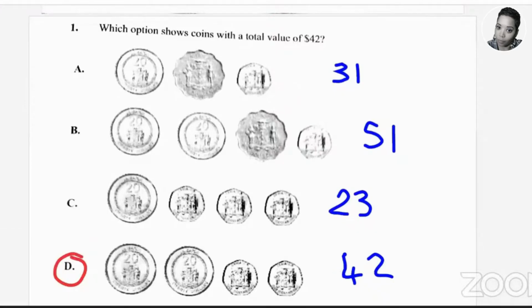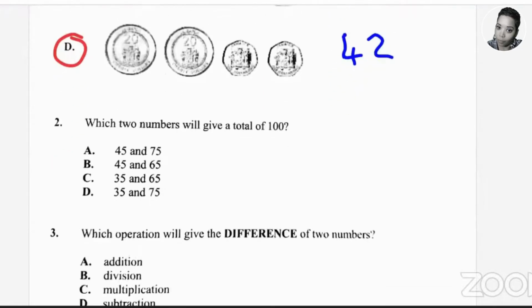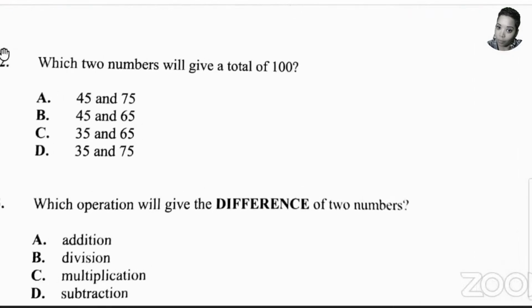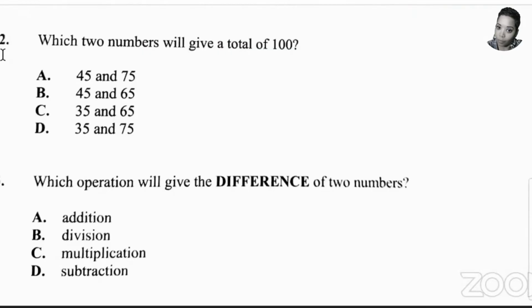So let's move on to question 2. Question 2 says, let me make this as big as possible. Now, some of you guys might be using cell phones, but I always tell my students, if you have access to a smart TV where you can have YouTube on your TV, then it's best to use that screen or a computer screen to view these questions. Which two numbers will give a total of 100?